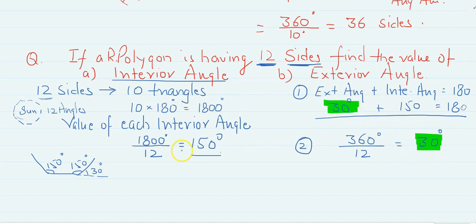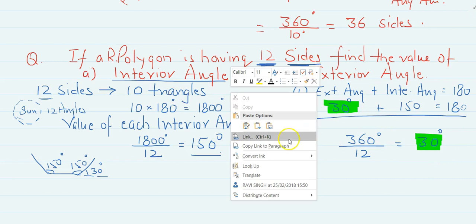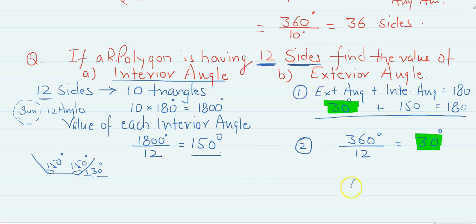That's all from the polygons, and in our next lesson we are going to learn about a special case of a polygon, that is a quadrilateral. That means a four-sided figure in 2 dimensions.